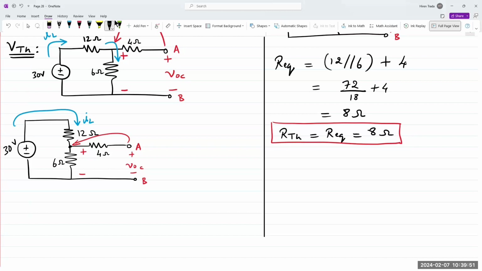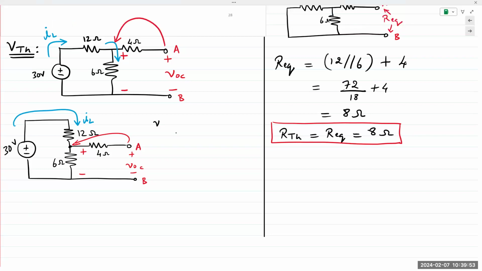So if I apply voltage division, I can simply write VOC is a fraction of 30 volts. The fraction is given by 6 divided by 12 plus 6, REQ for that series network. And therefore VOC is equal to 6 over 18 times 30, which is 10 volts. And then therefore my Thevenin voltage is also 10 volts.